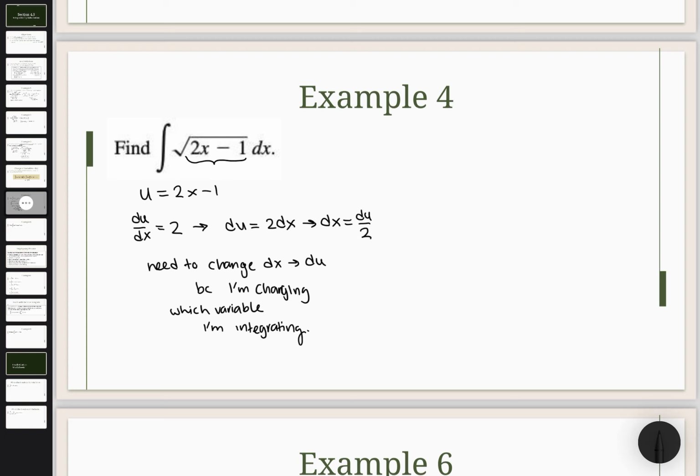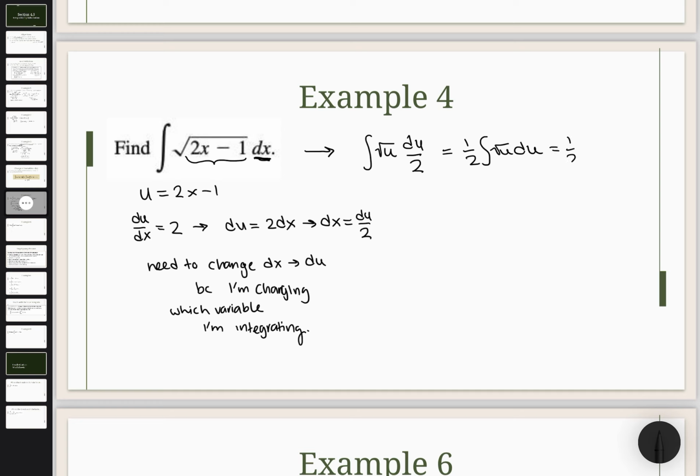Okay, so this whole thing now I'm going to rewrite as the integral of the square root of u, and then I'm going to replace this dx with du over 2. Well, that over 2, that's the same as 1/2, right? So I'm going to, again, pull out a constant, 1/2 integral of square root of u du. Guys, you know how to find the integral of the square root of u, right? That's u to the 1/2.